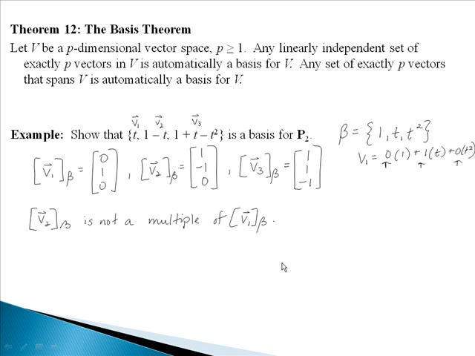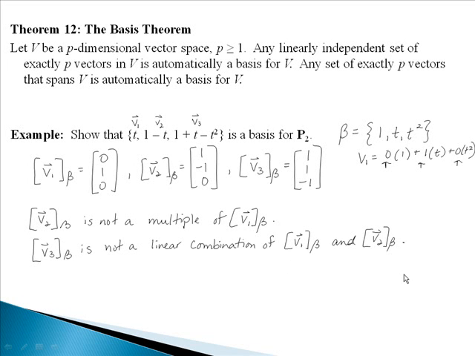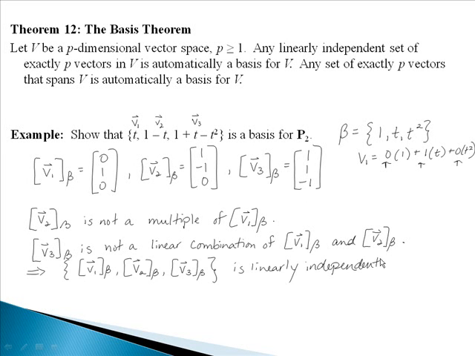Notice that the coordinate vector for V2 is not a multiple of the coordinate vector for V1. And also the coordinate vector for V3 is not a linear combination of the coordinate vector for V1 and the coordinate vector for V2. Since there's no multiples, we couldn't multiply the third entry in either one in order to add them together to get a number, since they're both 0. So then we see that the set containing the coordinate vectors is linearly independent. And so therefore the set of my original vectors V1, V2, and V3 is linearly independent also.